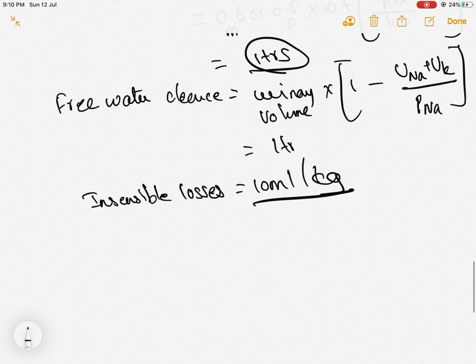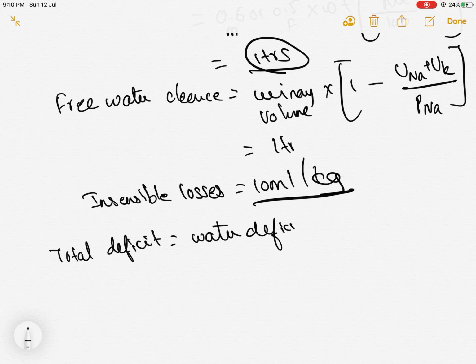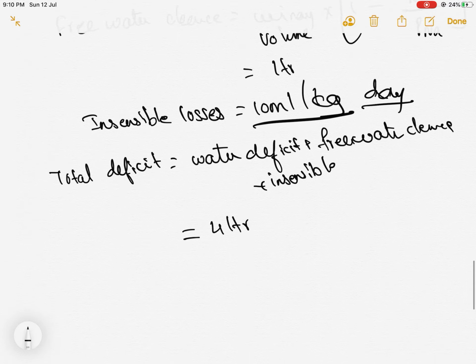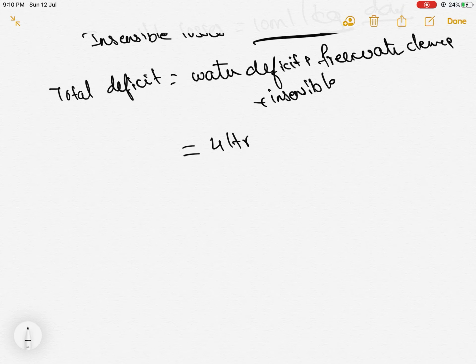So all these three together, so total deficit is equal to free water deficit plus free water clearance plus insensible losses. Suppose this comes around 4 liters. Now insensible losses are 10 ml per kg per day. So we are correcting for 48 hours, so we have to take 10 ml per kg for day 1, 10 ml per kg for day 2. So suppose this is 4 liters. Now we have to correct this 4 liters in 48 hours.